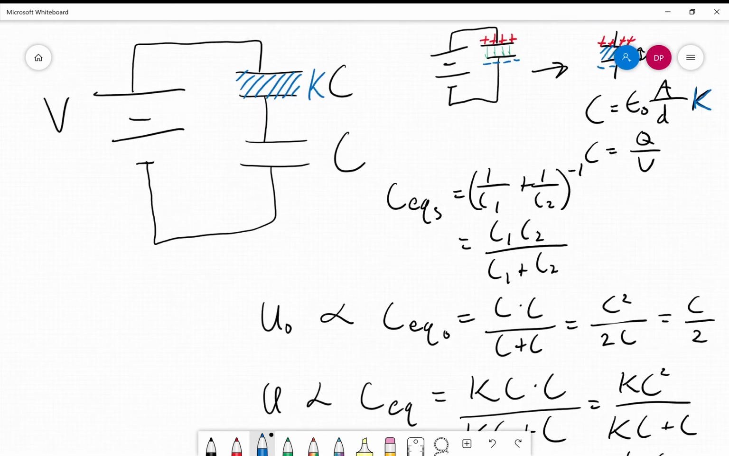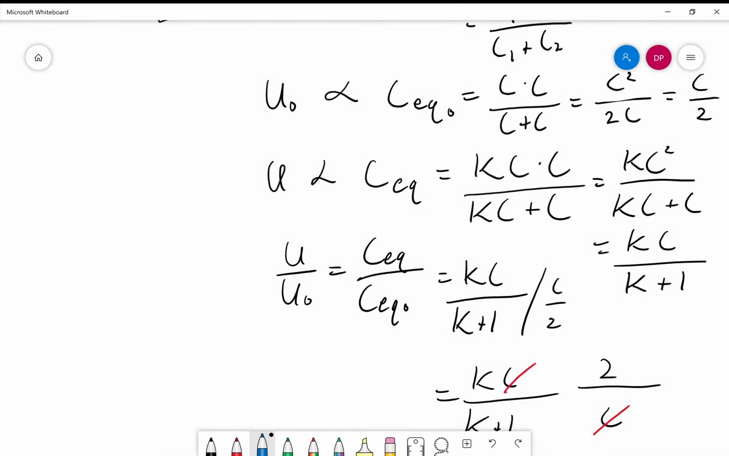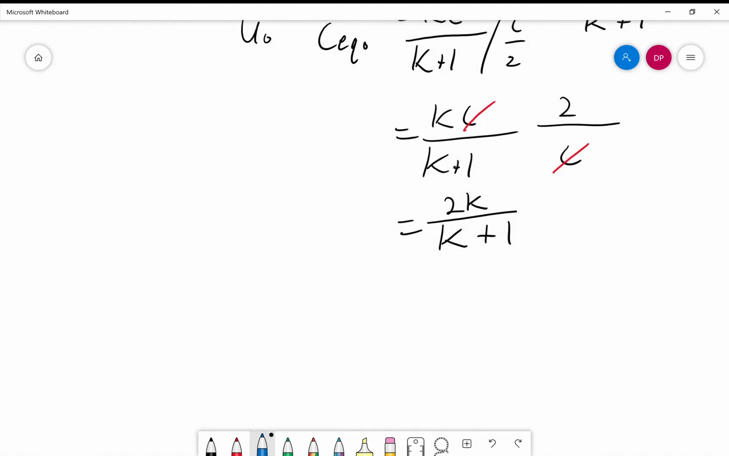And if you look at the equation for energy, U equals 1/2 CV squared. In this case, our V is constant, and our C changes with respect to what the dielectric does to it in terms of K. And that's our answer. 2K over K plus 1.